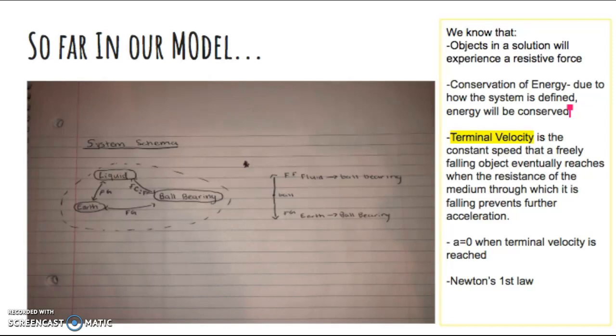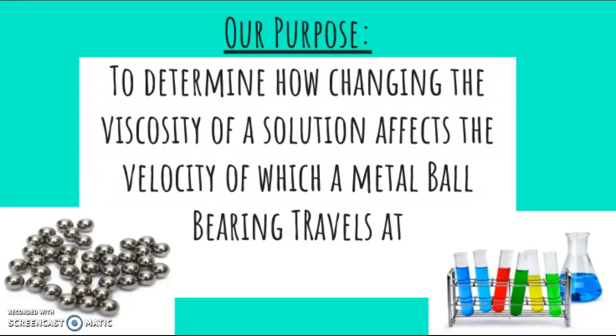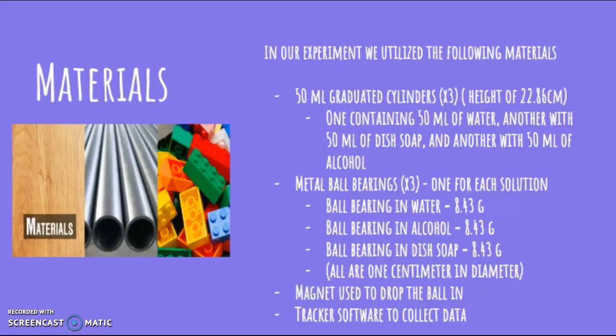Newton's first law states that an object in motion will stay in motion unless acted upon by an outside force, and we have a resistive force acting upon the object in this situation. Our purpose is to determine how changing the viscosity of a solution affects the velocity at which a metal ball bearing travels. These are the materials we used in our experiment.